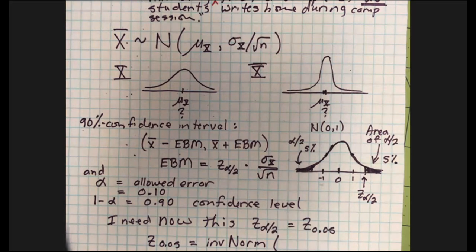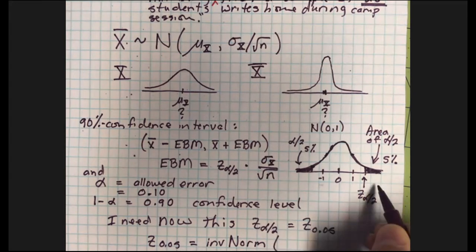And 1.6449 negative. I even want the negative of that number. Good. There's my lower 5%. So I've got in the center 90% of the curve. That's going to give me this estimate number, this 1.6449 is going to estimate where the upper 5% is above.